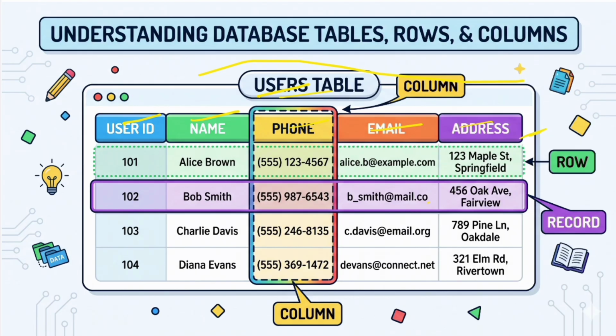Each row contains the full information of one user. So one row may belong to one customer. That full row is called a record. In simple words, a table stores data, columns describe the data and rows store individual entries. And one complete row is called a record.